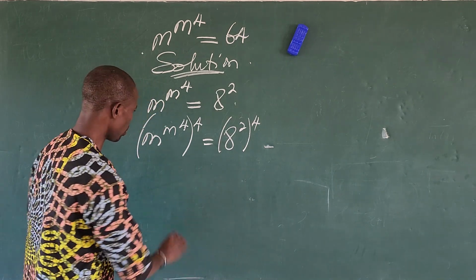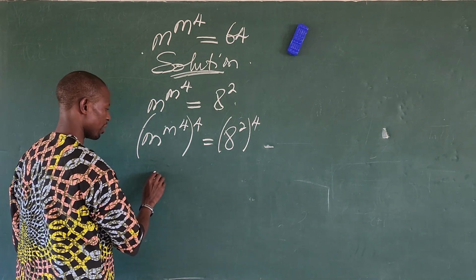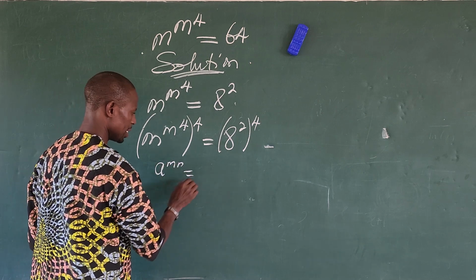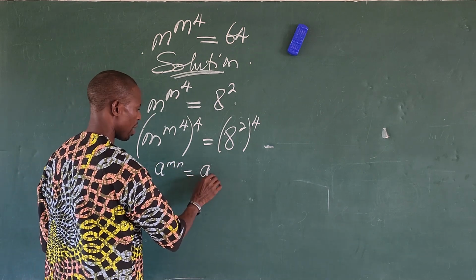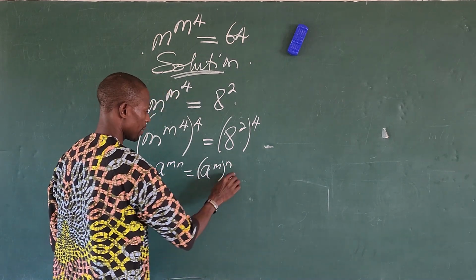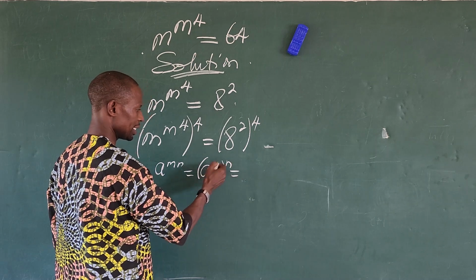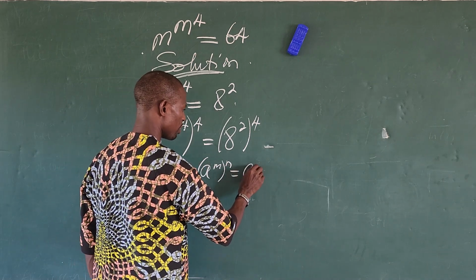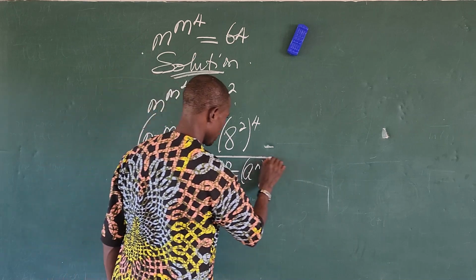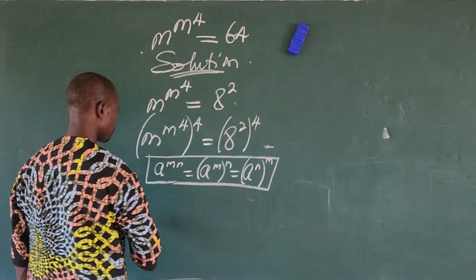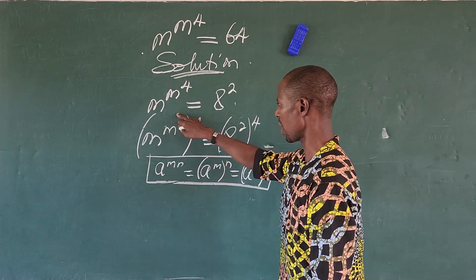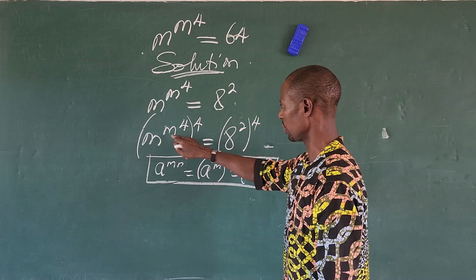Now remember the simple law of indices, which says that a to the power of mn can be written as a to the power of m, all to the power of n, which is equal to a to the power of n, all to the power of m. With this simple rule, because this m is raised to this power and further raised to this, this is a power.